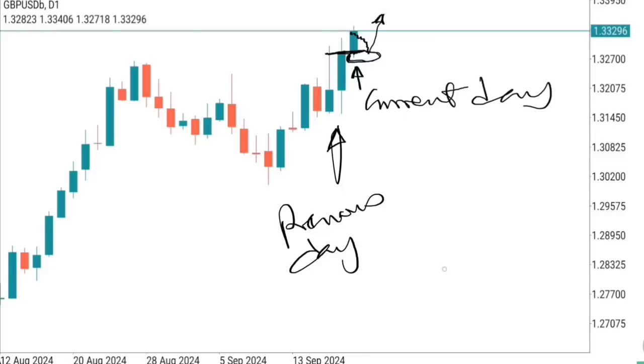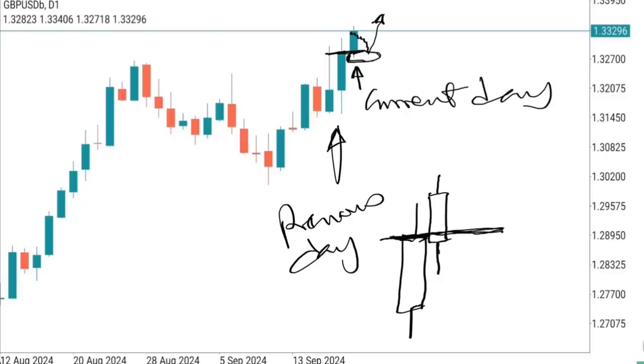I don't know if that is clear. Let me just depict it separately so you understand. This is the previous day, and here this is the current day. This is the current day's wick. So this is the close of the previous day. All right, so you need to mark it. The close of the previous day is where you want price to come back to.